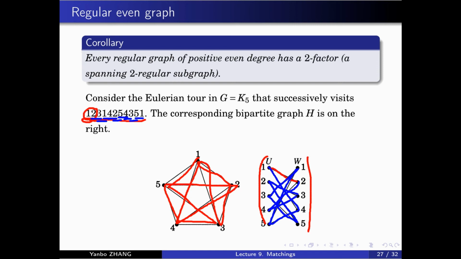We see that this corresponding bipartite graph is a regular bipartite graph. So by the previous corollary, we can find a perfect matching on this graph. This perfect matching corresponds to a 2-factor of the original graph.